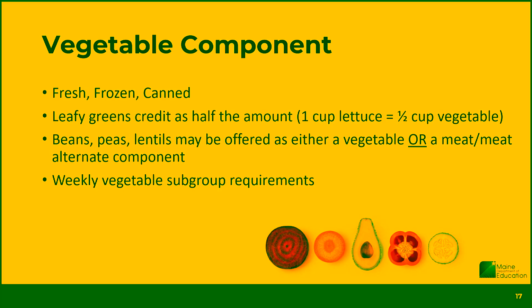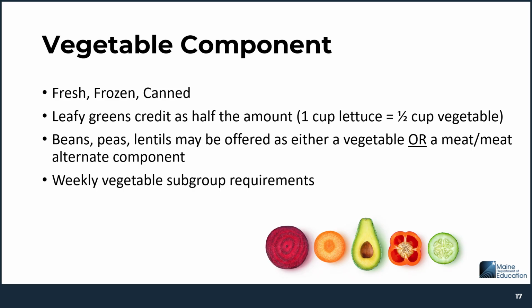When offering vegetables, they can be fresh, frozen, or canned. If you're serving leafy greens such as romaine lettuce or baby spinach, they credit as half the amount. So for example, a 1 cup of lettuce or baby spinach will count as a 1/2 cup vegetable serving. It's the opposite of the dried fruit that we talked about earlier.